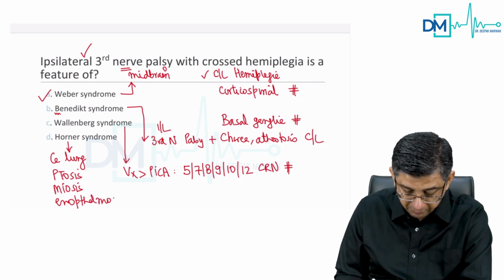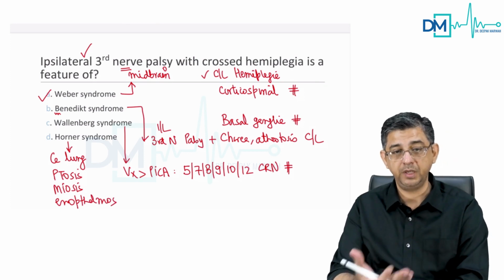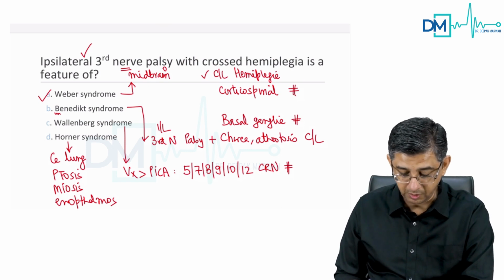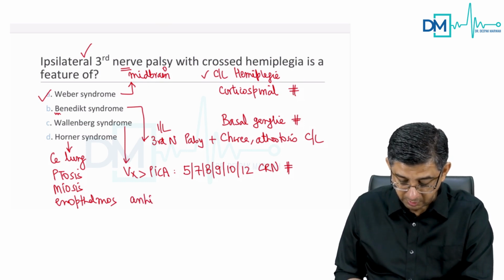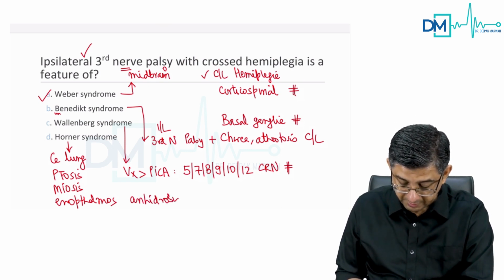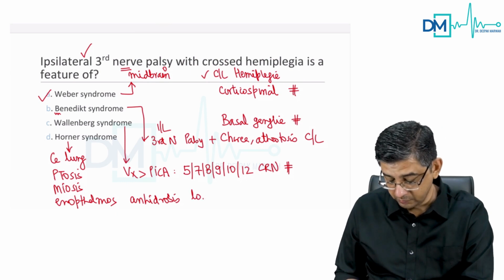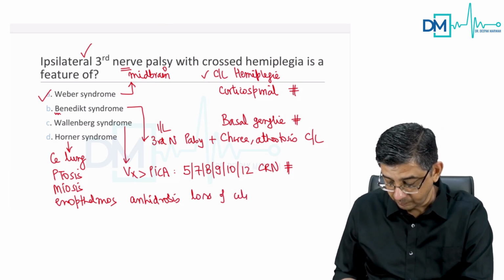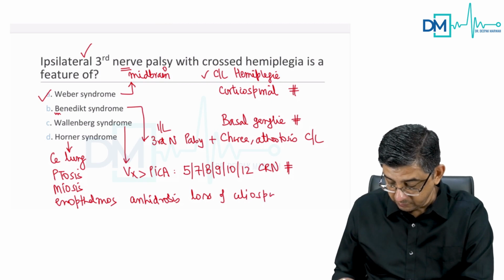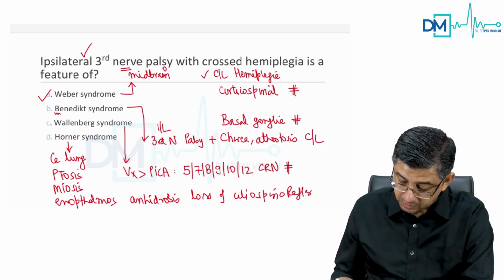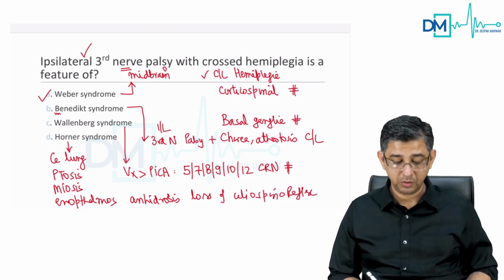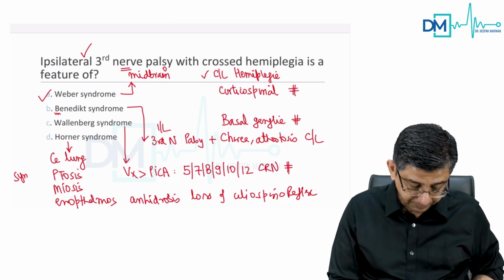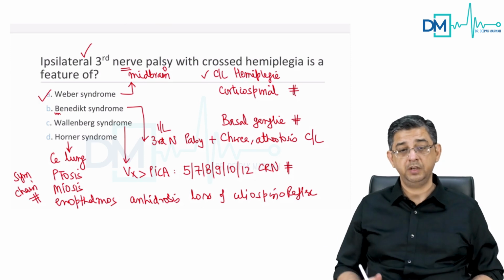The mnemonic is "perfect meal," that is "perfect peace": ptosis, then miosis, enophthalmos, anhydrosis, that is lack of sweating on the affected side, and then loss of the ciliospinal reflex. Please remember that when it comes to Horner syndrome in a patient, the damage occurs in the sympathetic chain. The sympathetic outflow is affected.